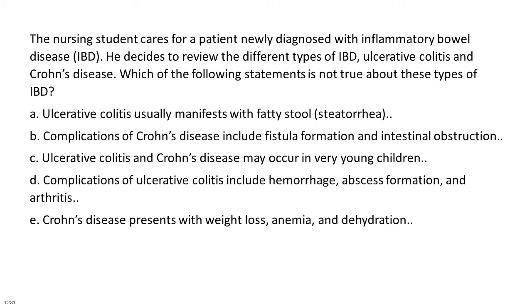A. Ulcerative colitis usually manifests with fatty stool, steatorrhea. B. Complications of Crohn's disease include fistula formation and intestinal obstruction. C. Ulcerative colitis and Crohn's disease may occur in very young children. D. Complications of ulcerative colitis include hemorrhage, abscess formation, and arthritis. E. Crohn's disease presents with weight loss, anemia, and dehydration.